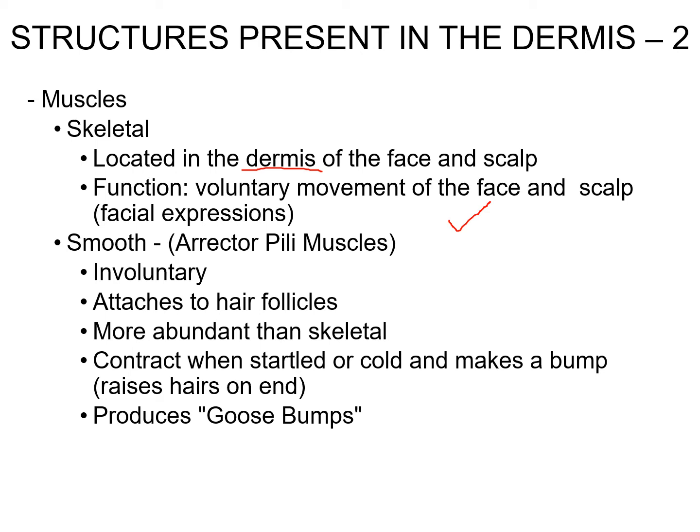Now there also are involuntary muscles in the dermis. We call those smooth muscles. Specifically, the name of the smooth muscle is the erector pili muscles. And these muscles actually attach directly to the hair follicles, and when they contract, they pull on the hair follicle and cause the hair to stand straight up. And we see this whenever we're freaked out, or when we're cold, or when we're just emotional, right? A good moving movie or speech or something.